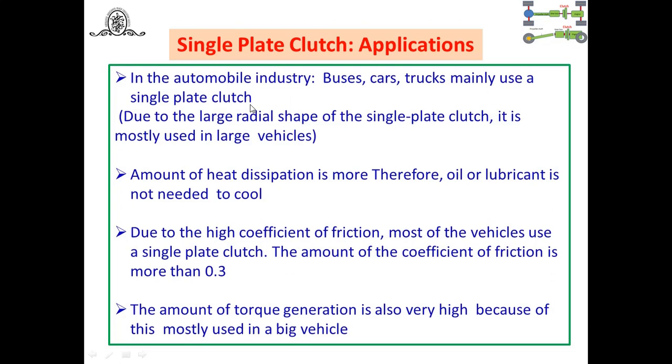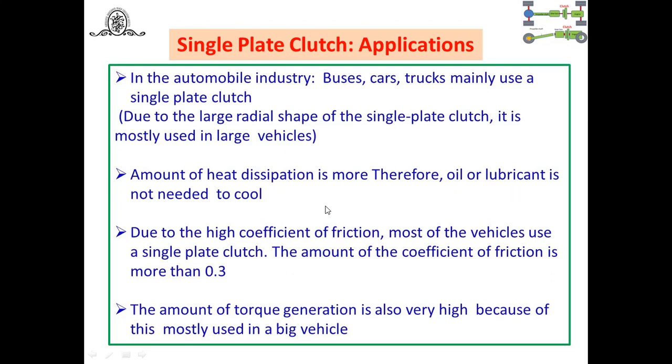Why do buses, cars, trucks use a single plate clutch? Why not a multi plate clutch? Because here you will find, due to the large radial space of the single plate clutch, it is mostly used in large vehicles. To have a large torque transmission capacity, the outer diameter, or you can say the dimension, of the single plate clutch is also more. This is one, the large radial shape. Another, because of this large radial shape, the efficiency is also more, and therefore there is no need to use lubricant or oil to cool the plates.